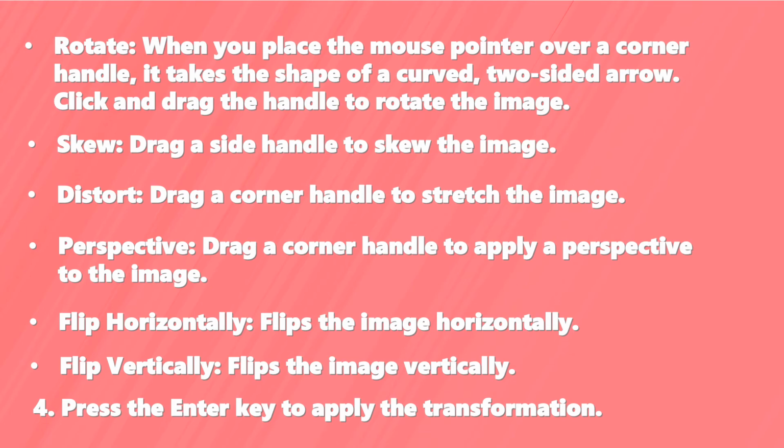Distort. Drag a corner handle to stretch the image. Perspective. Drag a corner handle to apply a perspective to the image. Flip horizontally. It flips the image horizontally. Flip vertically. It flips the image vertically. Press the enter key to apply the transformation.